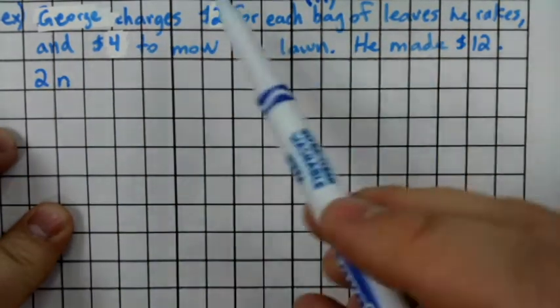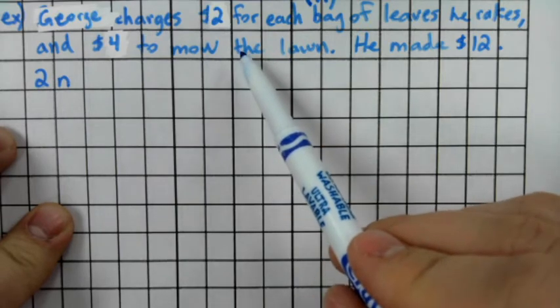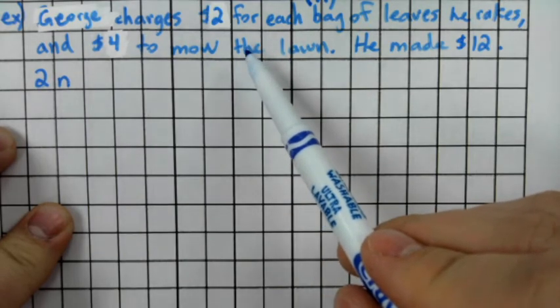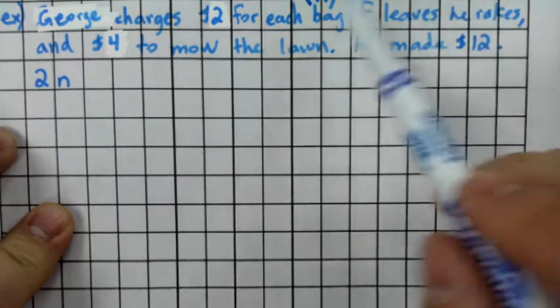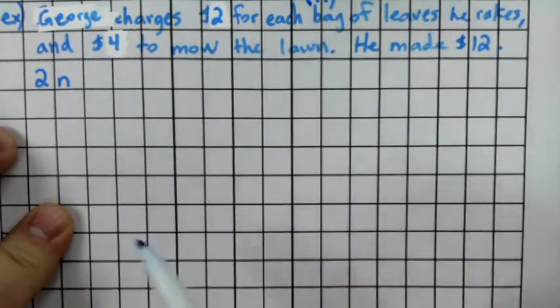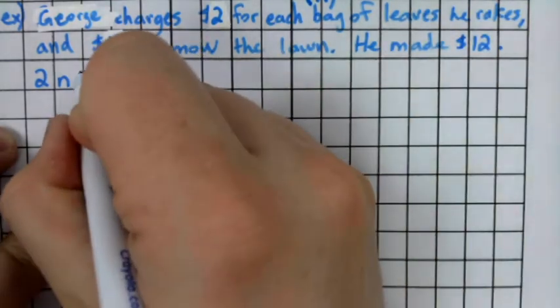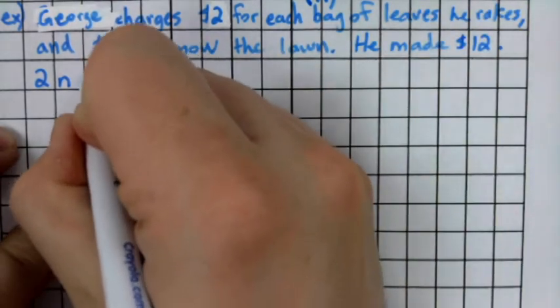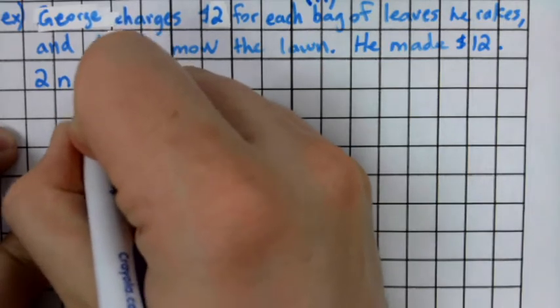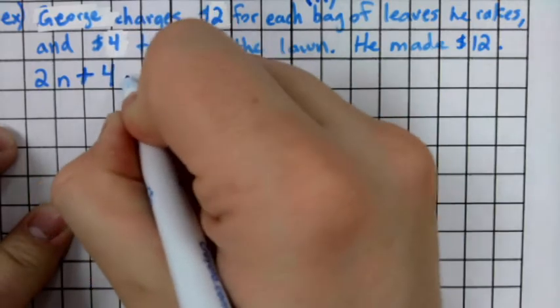And then it also says $4 to mow the lawn. Is he going to need to mow the lawn a bunch of times on that same day that he rakes the leaves? He's going to rake the leaves, a bunch of bags might happen, and he'll charge the money, and then $4 to mow the lawn. He's only going to have to mow the lawn once that day. He'll wait a couple weeks before he mows it again. So that's $4 more that's going to be added no matter how many bags of leaves there are. So it's going to be plus 4.